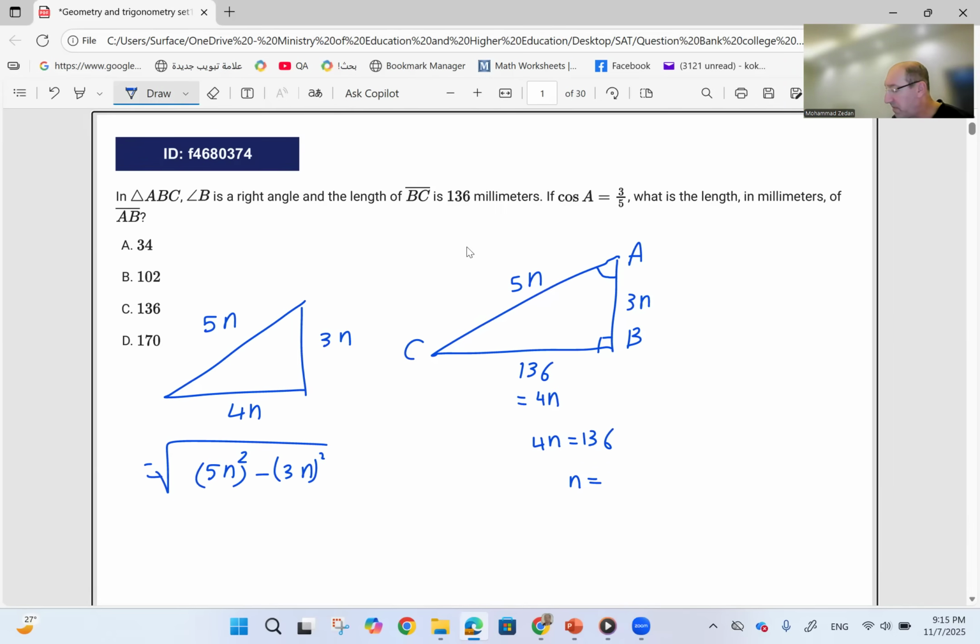What's the answer? 136 divided by 4, the answer is 34. So if n is 34 and you would like to find the length of AB, AB is 3 times 34, which will be 102.